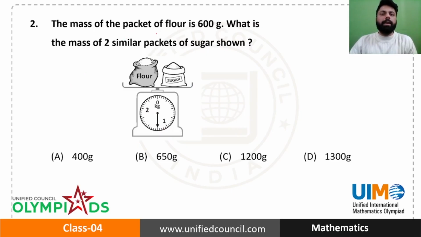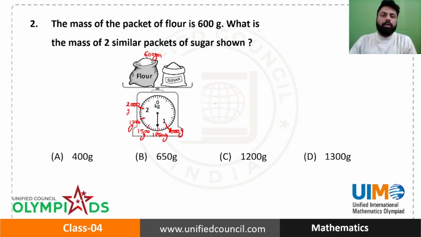Next one, the mass of the packet of flour is 600 grams. What is the mass of two similar packets of sugar shown? So over here, this is 1 kilogram, this is 2 kilogram. Then we are having 1, 2, 3 parts. So this will become 250, this will become 500, this will become 750, and this will become 1000 grams. So this is 1750, 1500, 1250, and this is 1000 grams, if we talk about in terms of grams.